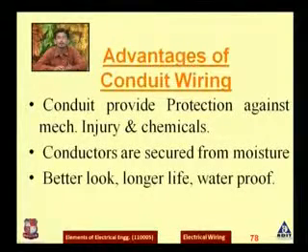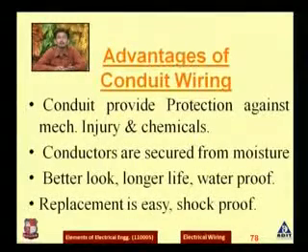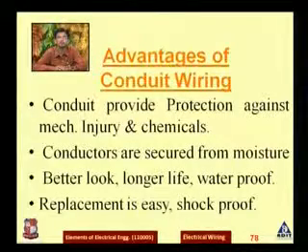Next, it will give a better look compared to other wiring systems. It has a longer life. If we have done the conduit wiring, it will last for 20 to 30 years, and it is also waterproof because the material used in conduit wiring is a PVC type material. So this material is generally waterproof. And if we want to make any change in the domestic wiring system, it is easy to do the replacement, and it is also a shockproof wiring system.